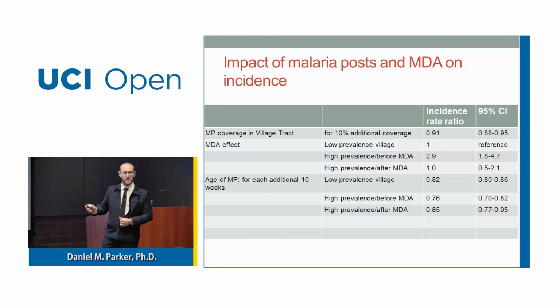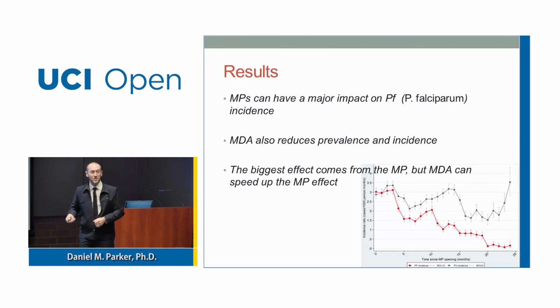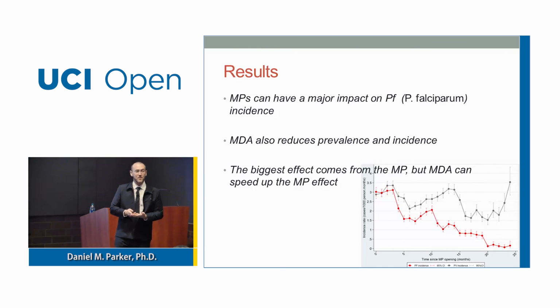So it's about a 15% decrease in incidence. What we take from this is that malaria posts, which are pretty simple, can have a major impact. MDA also does, and it really knocks down the prevalence and the incidence. But I have to tell you, mass drug administration is very difficult. It takes a lot of work. To convince the entire community to take antimalarials, even though they're not sick, is not an easy thing to do.